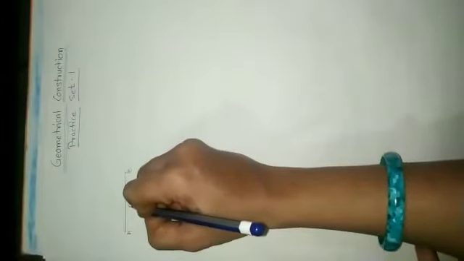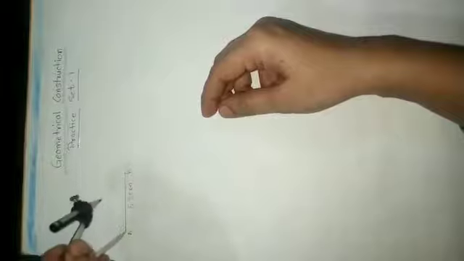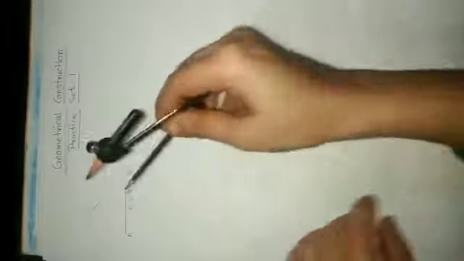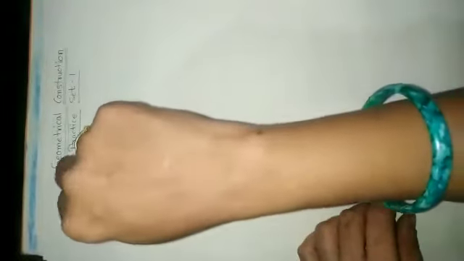Name it as AB. Here you will write 5.3 centimeter. Now you have to draw the perpendicular bisector of this segment. For this, take more than half of this segment and mark two arcs, one upper side, one down. Without changing the distance, put the steel point on B and make the second arc. Now join these 2 points.